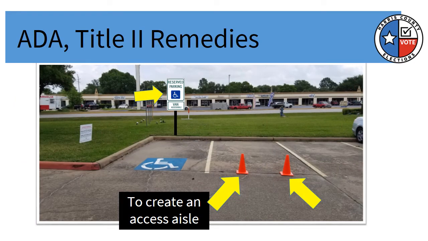An access aisle is a vital part of a van accessible parking space. The access aisle allows the voter who uses a wheelchair to descend from their van using a lift or ramp. To create an access aisle, place cones at the bottom of the space, meaning the edge of the space closest to the vehicular way. The cones are to block a car from using the space.